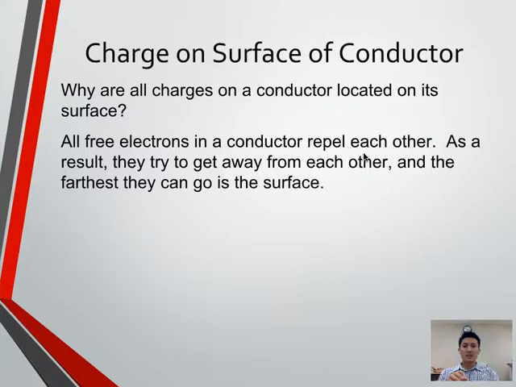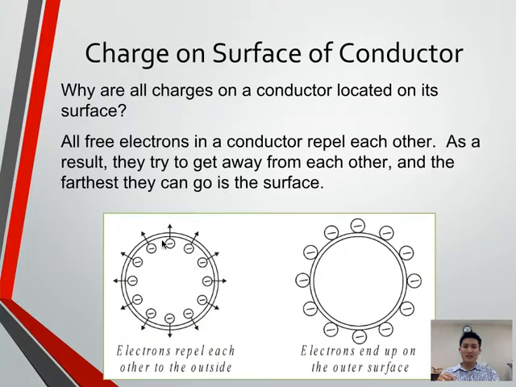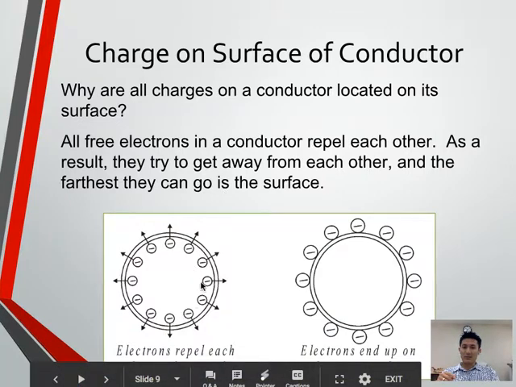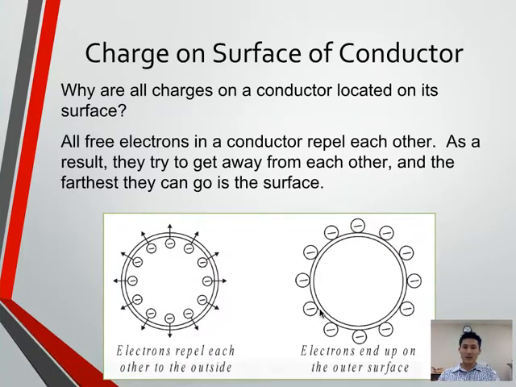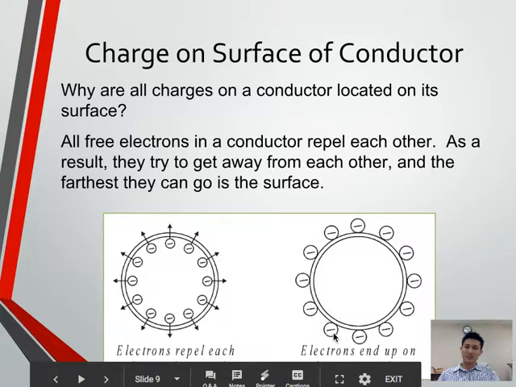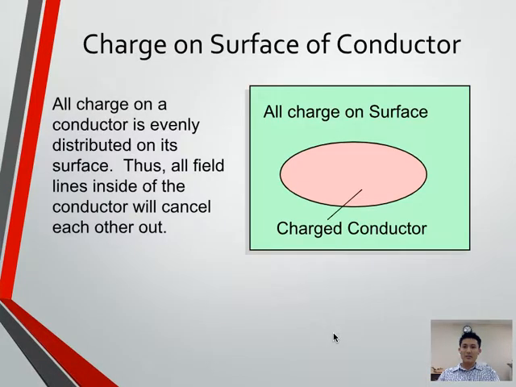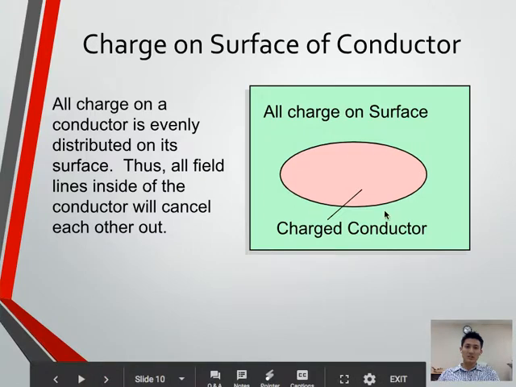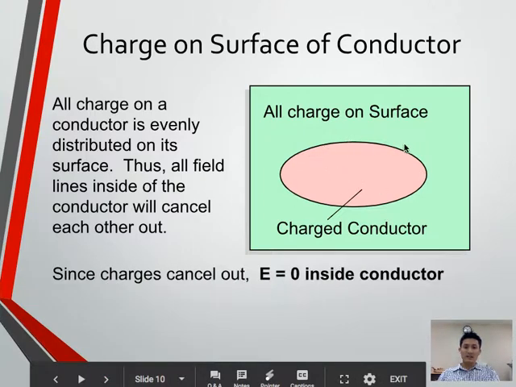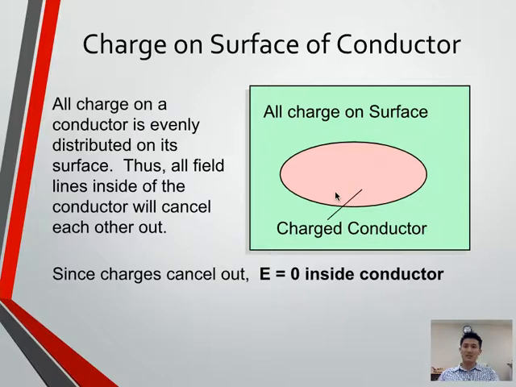Because they have all these loose electrons, all these electrons repel each other, and they move as far away as they possibly can, which is the surface of the conductor. The farthest that they can possibly go is the surface of whatever wire conductor we have. There's actually no charge inside of the conductor. They're all just lining up and ending up on the surface of the conductor. So since it's evenly distributed on the surface, all the field lines on the inside of the conductor actually cancel out each other because of all these negative charges. They all repel each other. They all cancel each other out.